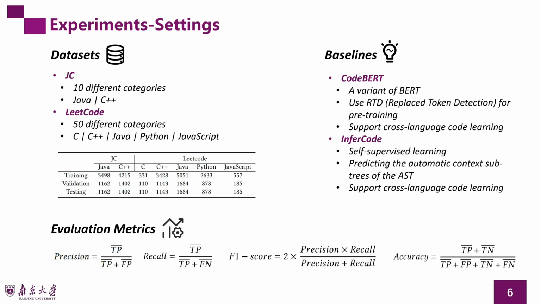As for experimental design, we use two datasets, one of which is collected by Bowie and contains 10 categories, and the other is a dataset that we collected from LeetCode and contains 15 categories. We choose CodeBERT and InferCode as our baselines. Both baselines can deal with cross-language code learning. And we choose common evaluation indicators, precision, recall, F1 score, and accuracy, to evaluate the model performance.